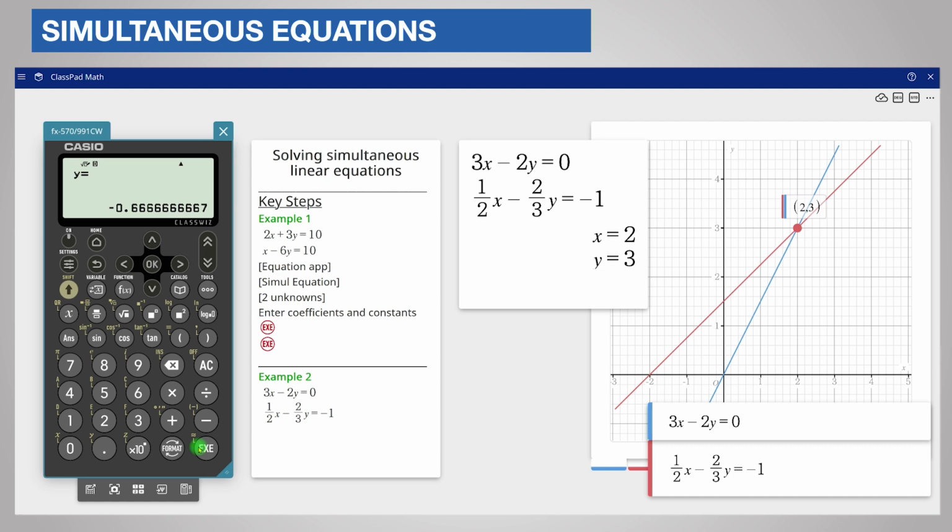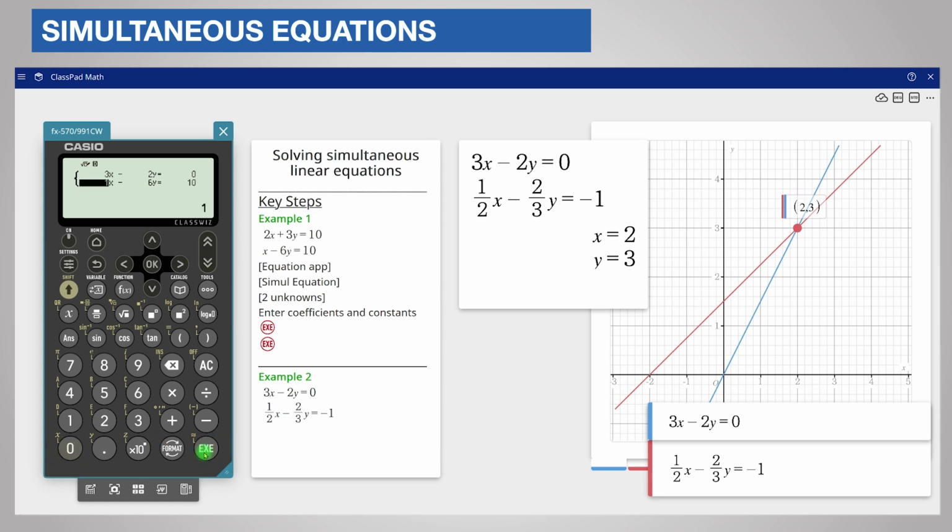To enter another equation, press the execute key and enter the new coefficients for the first equation, which are 3 and -2. When the constant is 0, just enter a 0.